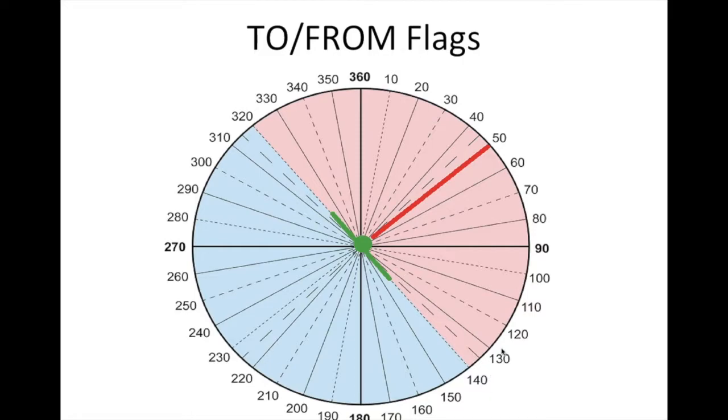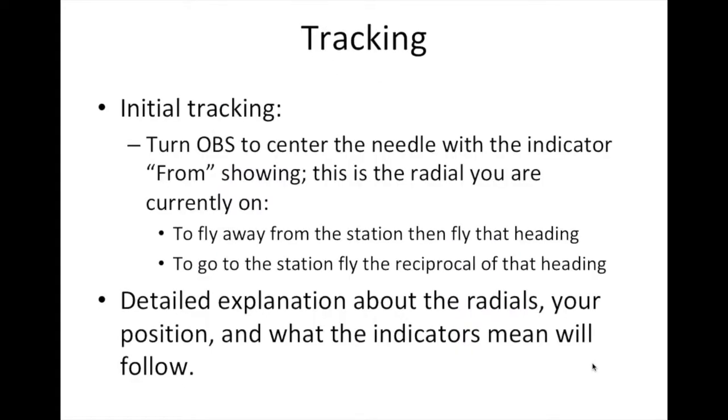Let's look at another example. Let's say I select the 090 radial. That means if I'm anywhere between the 360 or the 000 and the 180, my aircraft falls anywhere in there on that side, I will get a FROM indication. If I'm on the other side here between the 180 and 360, my aircraft will get a TO indication if that's the selected radial, and I'll explain that in detail in just a minute.